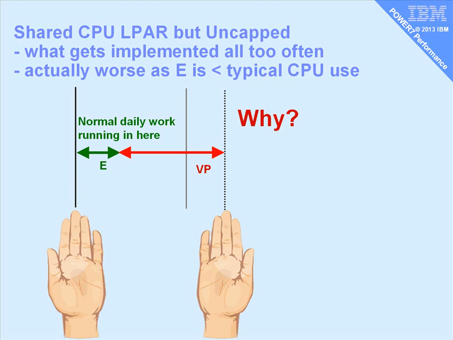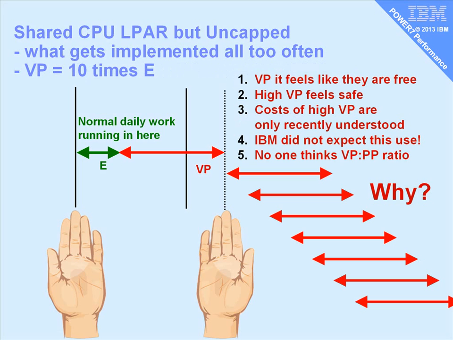I know the overcommitment problem is we don't have enough physical CPUs to allocate what they need to actually run. We're just hoping, maybe praying, that the vast bulk of these LPARs won't actually do anything today. In actual fact, we're doing something far worse when we go for a VP of 10 times the entitlement. We've already said that VPs feel like they're free, they're not a cost item, are they? It feels safer to have them up higher. It means we don't have to do any monitoring because they'll just take the CPU they need.